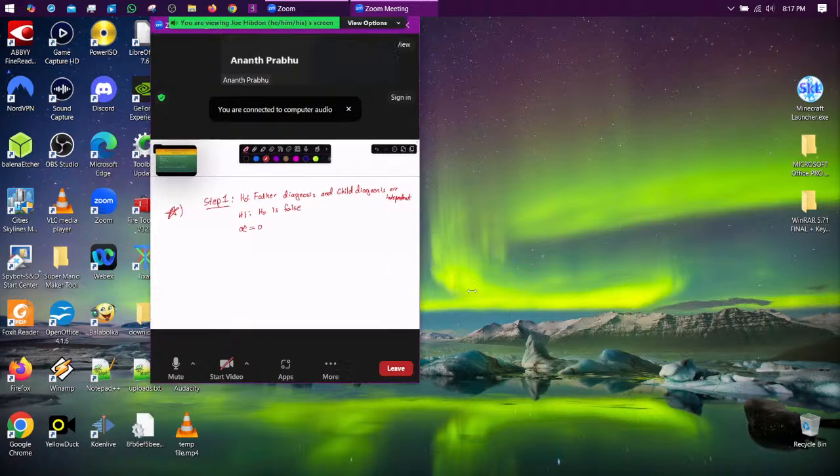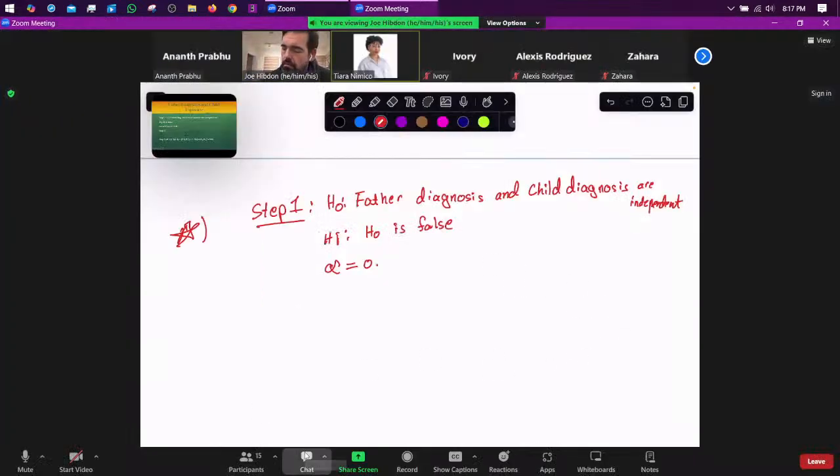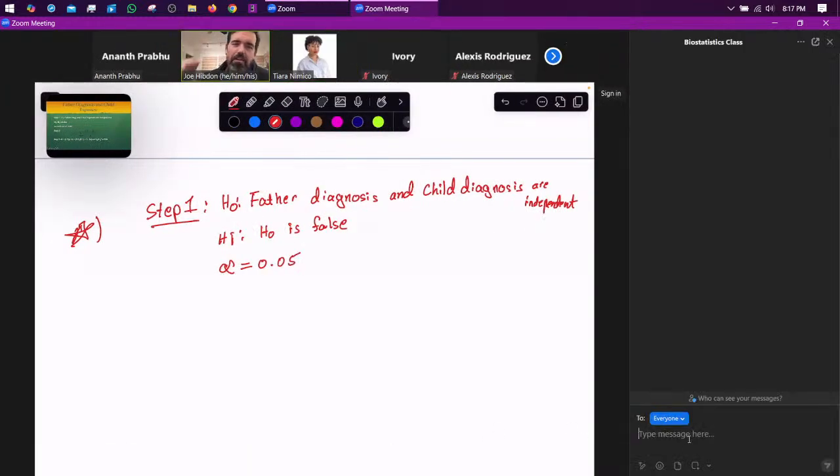Let's put my book away. Did they give us an alpha? I didn't see one, but didn't you say it's always 0.05? They don't give it. Use that. Okay.